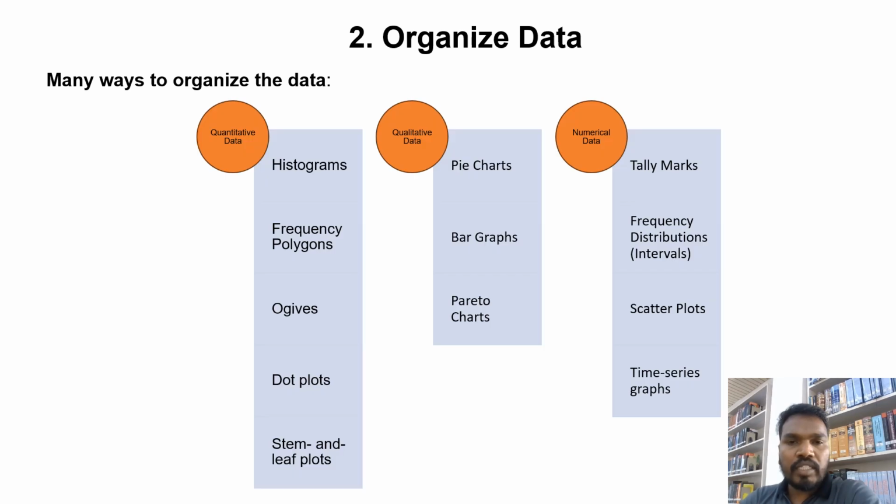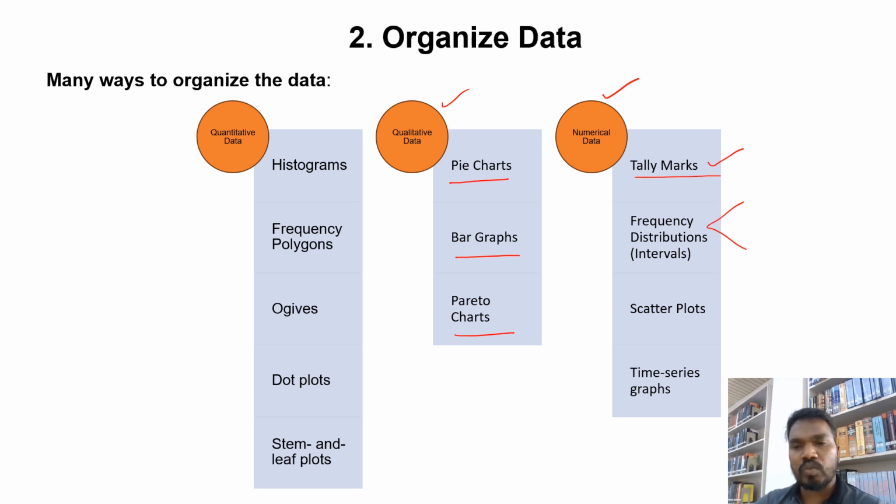These are all the ways primarily we have to organize the data: quantitative data and qualitative data and numerical. In the previous sessions we are done with the qualitative data. If anyone missed, please visit my channel. There you will find all the videos related to pie charts, bar graphs, Pareto charts. And then we move to numerical data. In that we are done with the tally marks and frequency distributions.